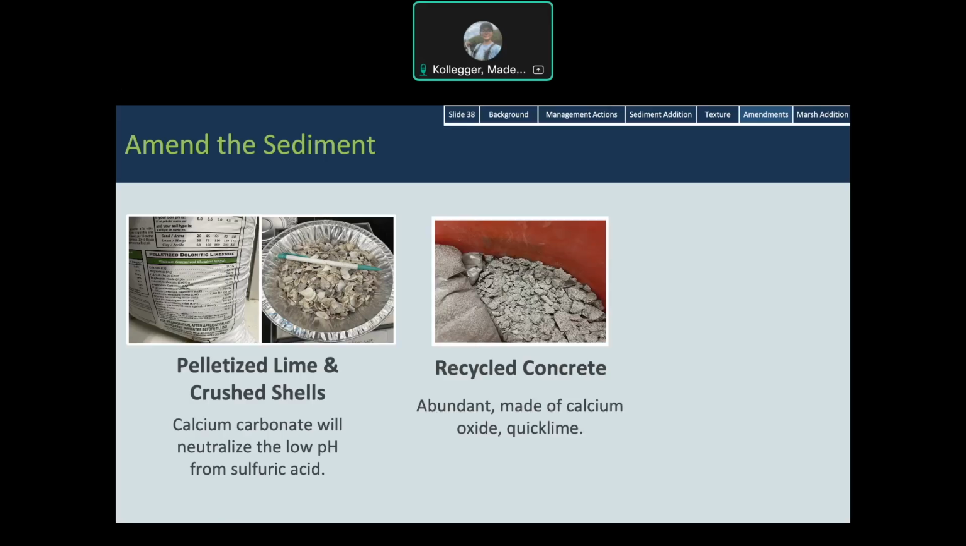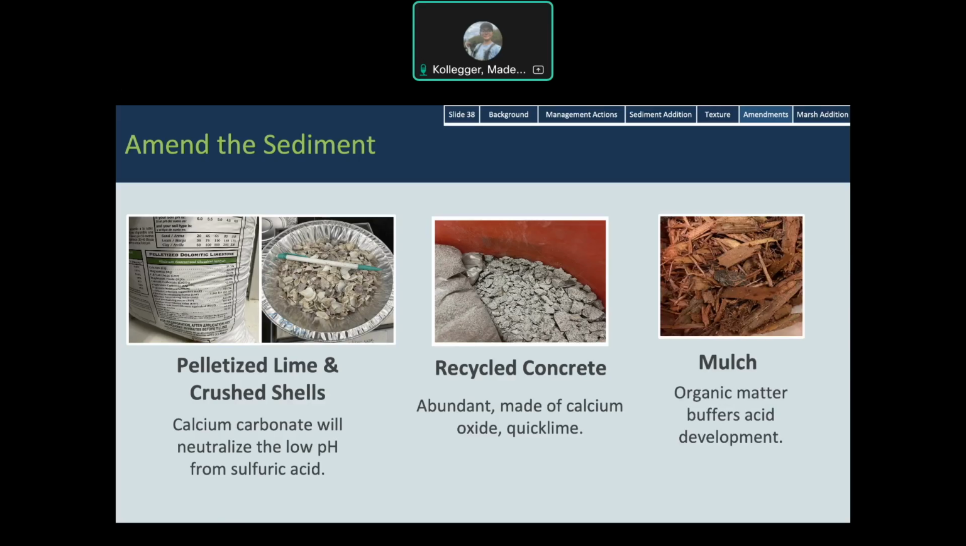We also tested recycled concrete. It's not made of calcium carbonate, it's made of calcium oxide or quicklime, and that's just more efficient at increasing soil pH. And then our very last option was not to neutralize the acid, but actually to prevent the acid from forming. So mulch is made of organic matter that can buffer acid development, basically by taking up the extra hydrogen ions that are in solution. So it prevents the acid from even forming to start with.